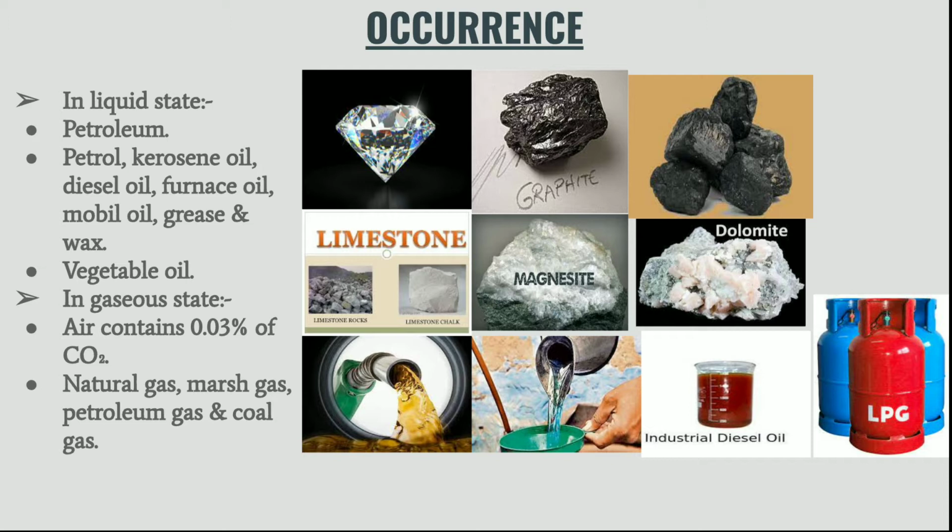In air, it is found as carbon dioxide. Air contains 0.03% of carbon dioxide. It's found in natural gas, marsh gas, petroleum gas, coal gas, etc. Okay. This is the liquefied petroleum gas.